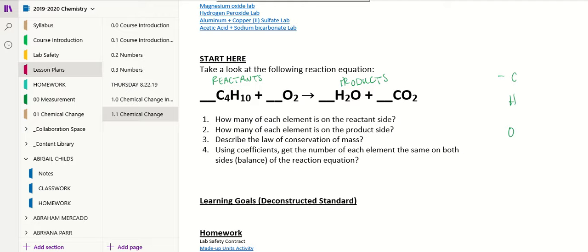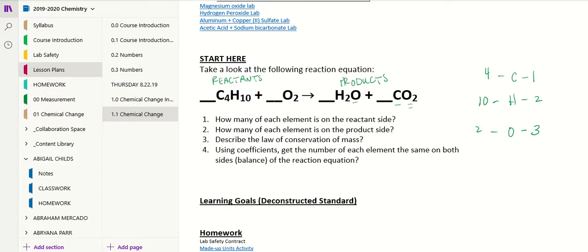How many carbons on your reactant side? How many on your product side? 1. How many hydrogens on your reactant side? Product side? 2. Oxygens on your reactant side? And how many on your product side? 1, 2, 3. All right.